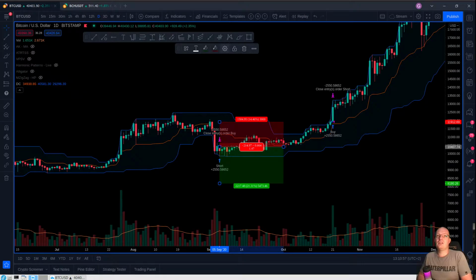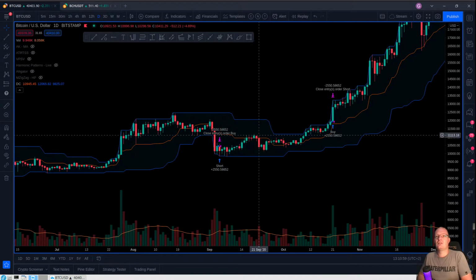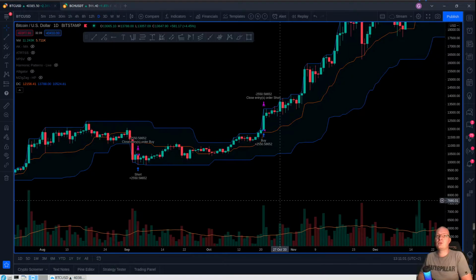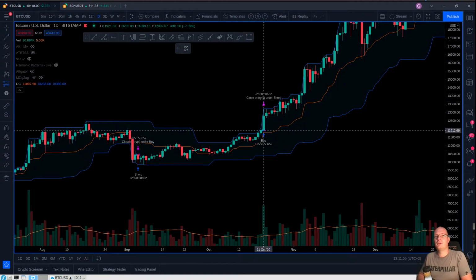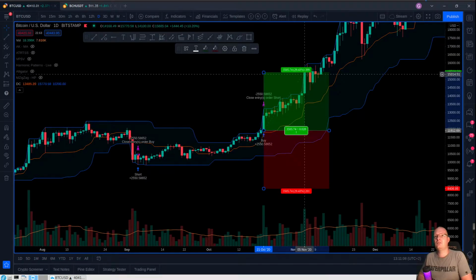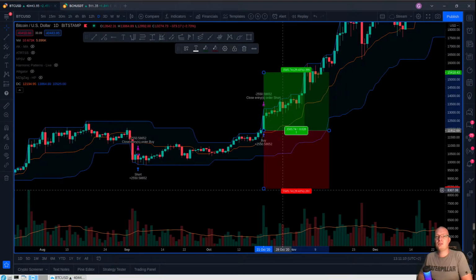So then the same for the opposite side. We get a buy signal. We go into a long over here. Upside, we don't know how much that will be. But risk management is all about limiting your losses.